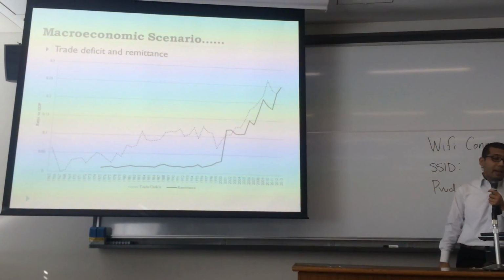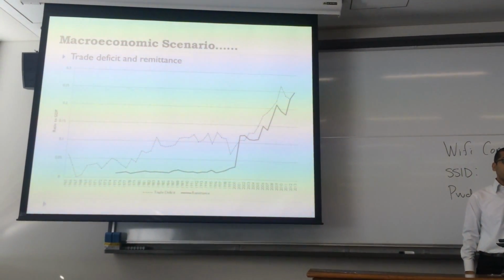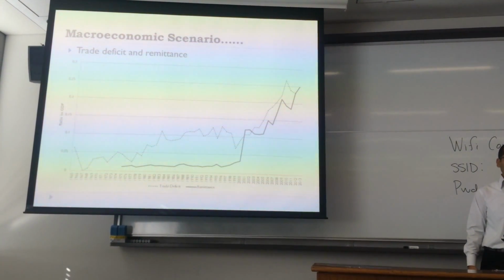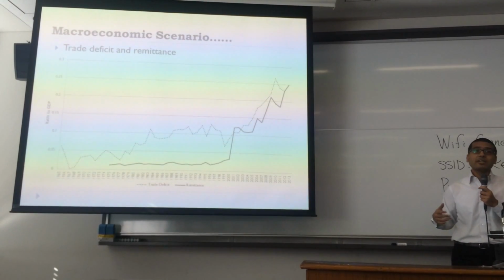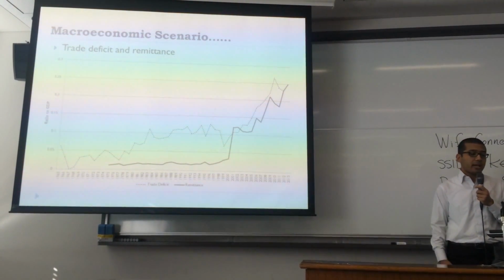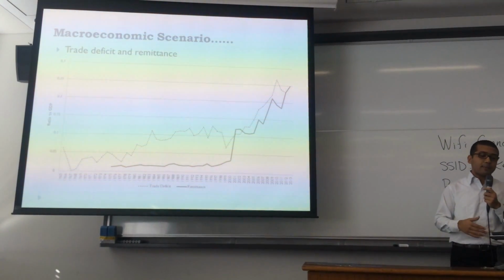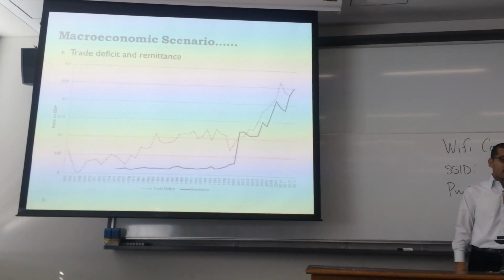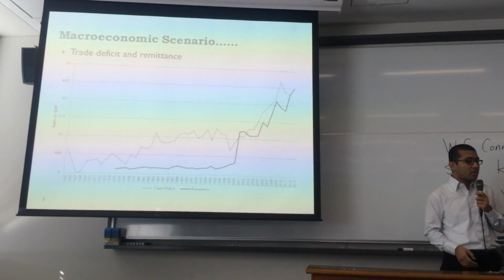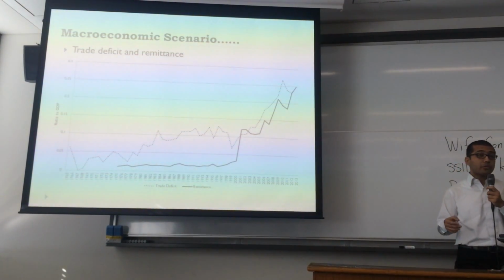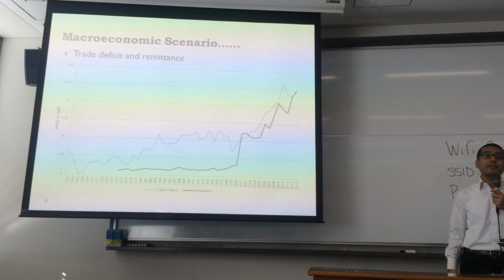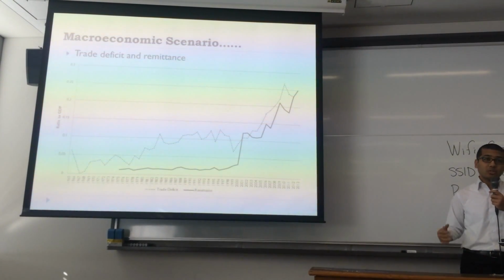And this is the pattern of trade deficit and remittance. So from the very beginning of 2000, the remittance income has increased so much, and from the same time the trade deficit also increased. Remittance was around 3% some 10 years ago, but now it has reached 25% of GDP. That's so significant.